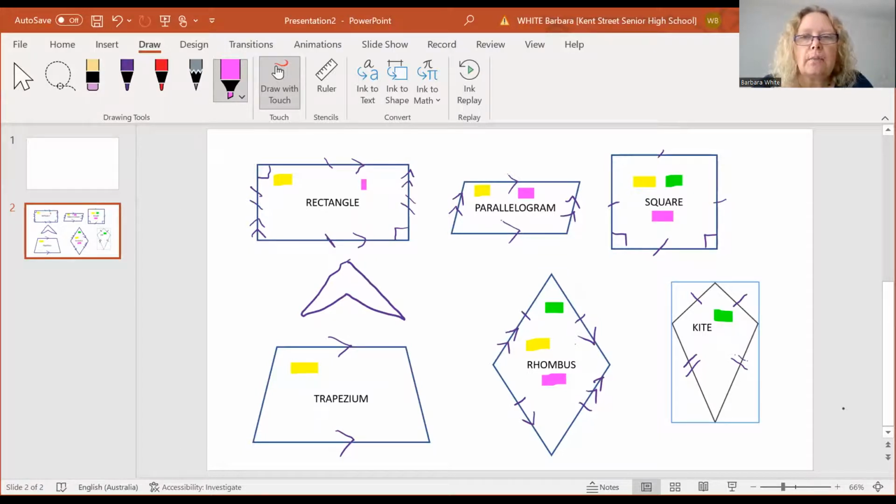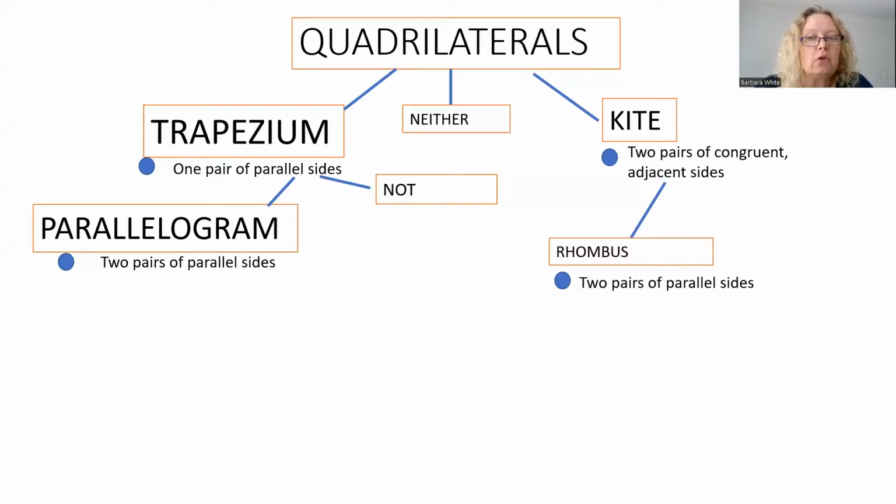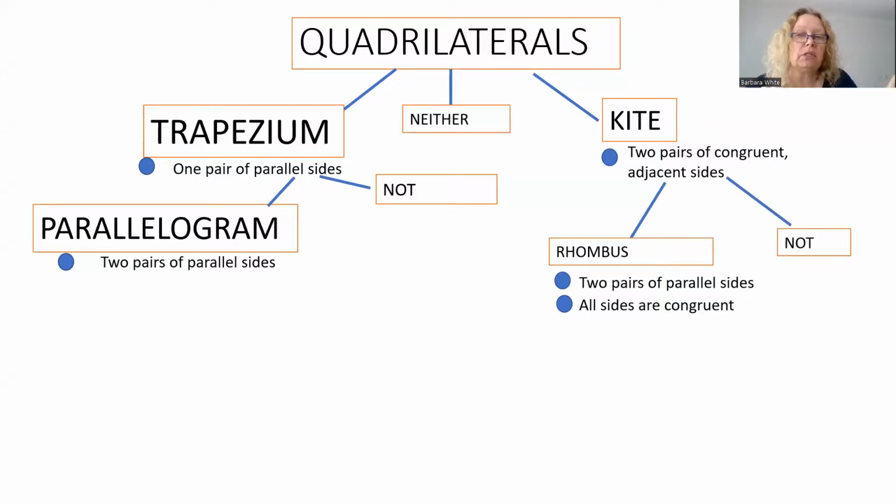Okay. Now the kites over here, I think that's where I'm up to. Yes, the kites can be sorted into rhombuses, which have the two pairs of congruent adjacent sides, but also have two pairs of parallel sides, and all sides are congruent, or they're not rhombuses. So the kites are either rhombuses or they're not rhombuses. Let's go sort those.